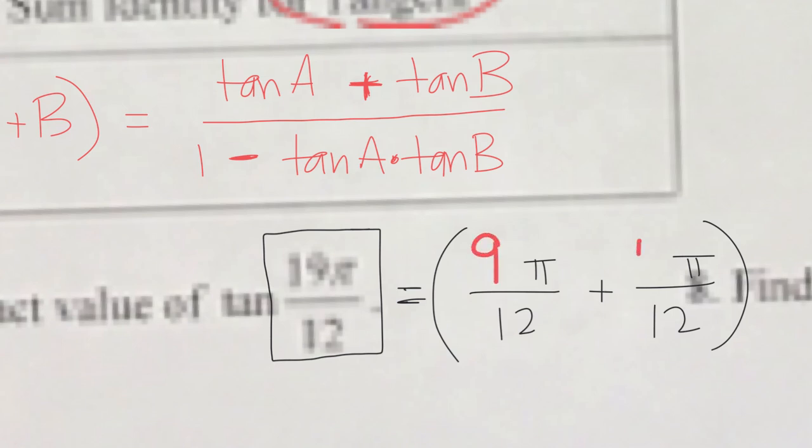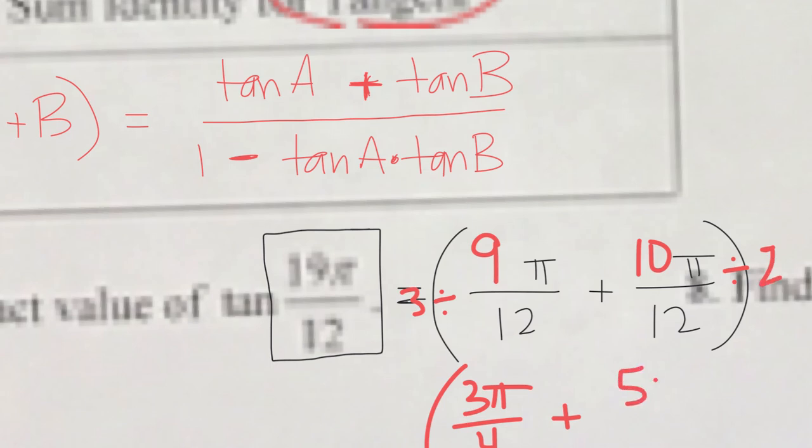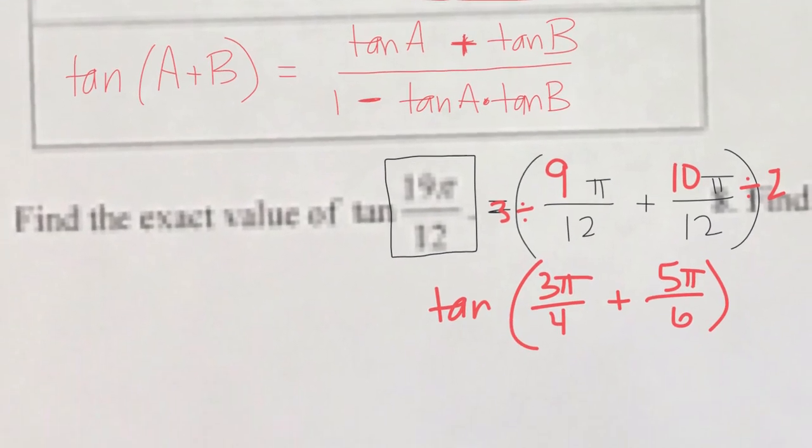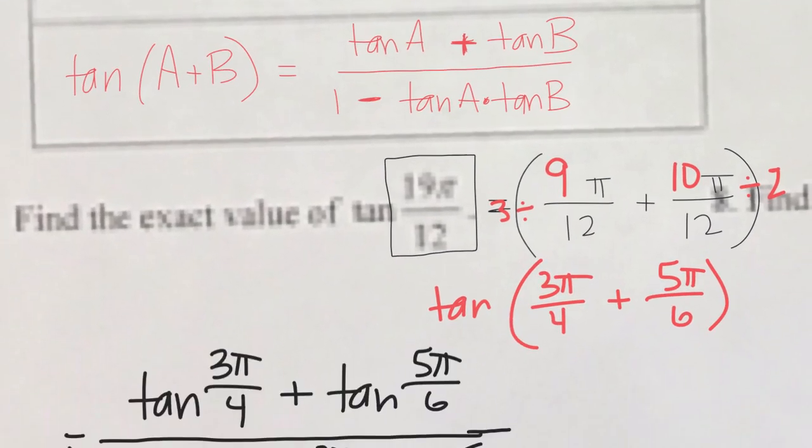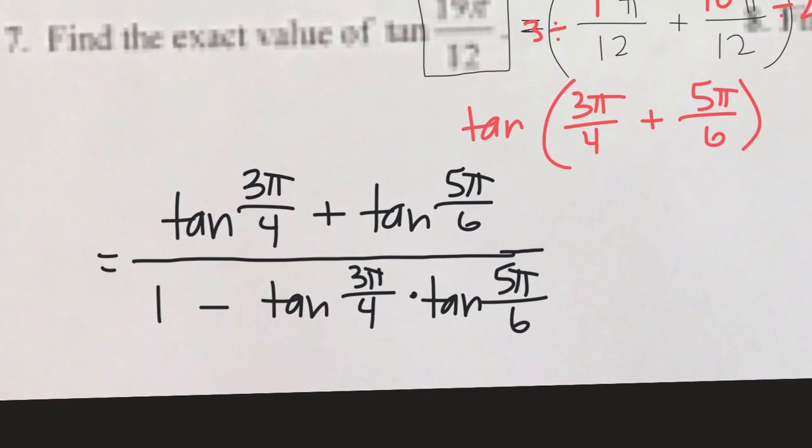9 plus 10. 16 and 3 would have also worked, because once again we need to be able to reduce these. 9 pi over 12, when we divide both by 3, is 3 pi over 4. 10 pi over 12, when we divide both by 2, is 5 pi over 6. Both of those are unit circle angles, so now I can employ my formula. When I plug them in, it looks like this. Now our next step is to go to our unit circle.